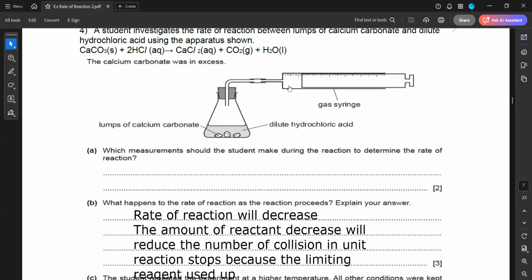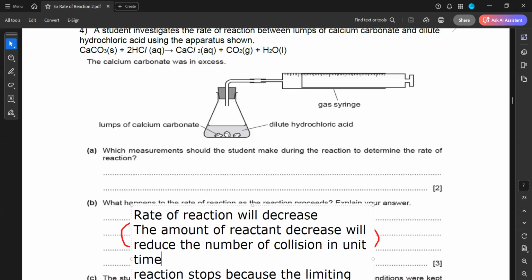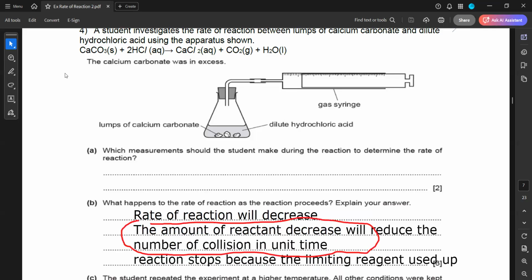So when you say the amount of a reactant is decreasing, you should always relate it to the number of collisions. So this statement is important. The amount of the reactant decreases, which will reduce the number of collisions in unit time. Here I just wrote unit, but it should be unit time. And then eventually what will happen? The reaction stops because the limiting factor is used up. I can also say the name of the chemical: hydrochloric acid is a limiting factor or a limiting reagent. So I can say that the hydrochloric acid is used up.